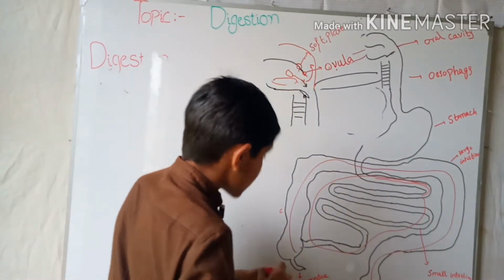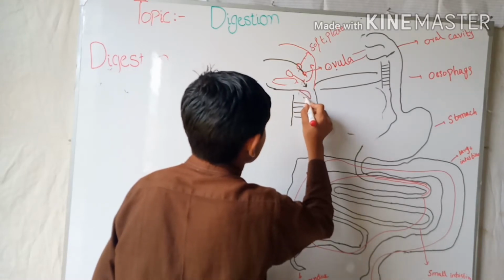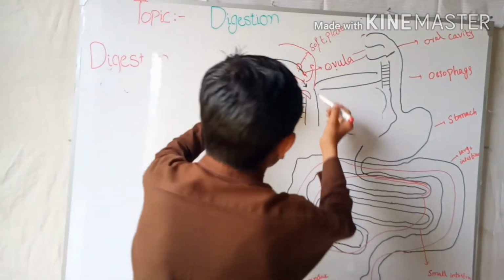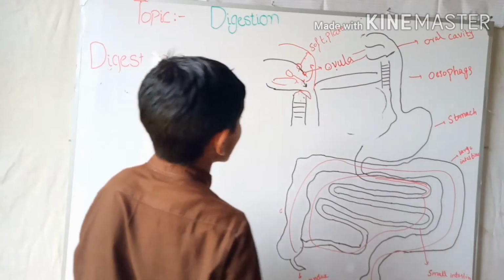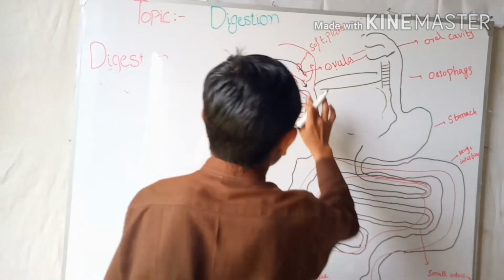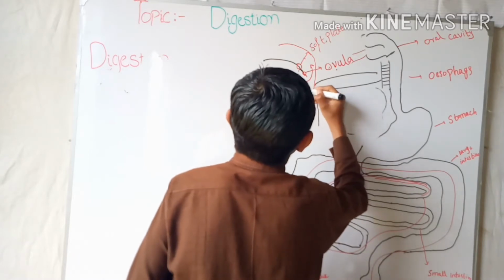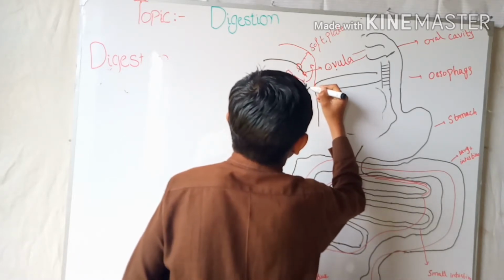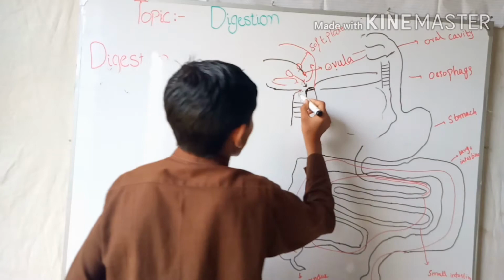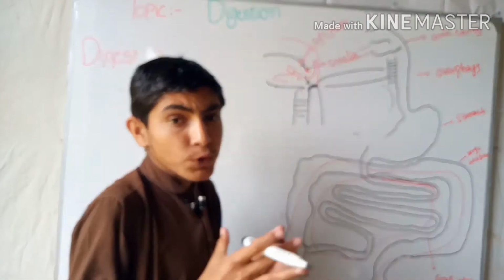Okay, like this. So it closes the airway and opens the esophagus in order to prevent the food from going through the airway. But during respiration, this epiglottis covers the whole esophagus like this and opens the airway. So it works as a closer and opener of both of the two ways.